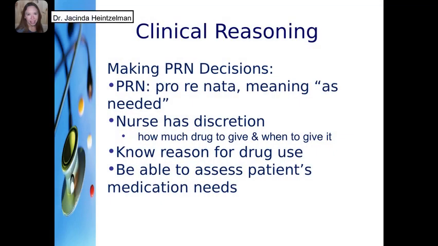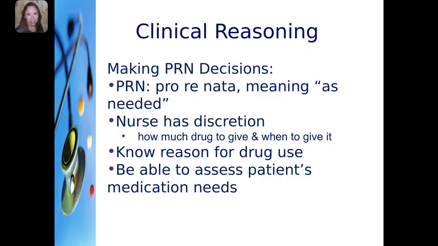I mentioned this earlier about the clinical reasoning and making those PRN decisions. Remember, PRN means pro re nata, and it means as needed. So as the nurse, it's up to your discretion as far as how much of the drug to give and when to give it. You may have a patient that's ordered, let's just say Percocet, for example, and it may be ordered Percocet PO every 4 to 6 hours, PRN for pain, 1 to 2 tablets.